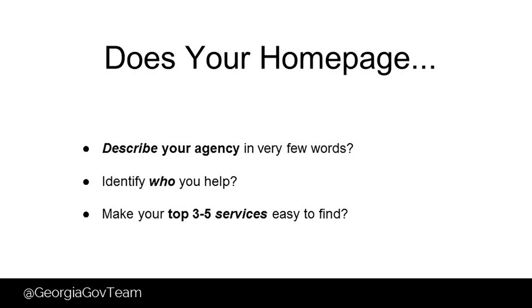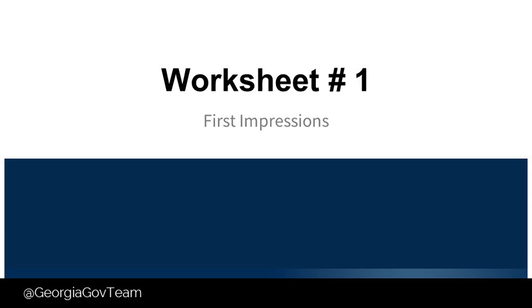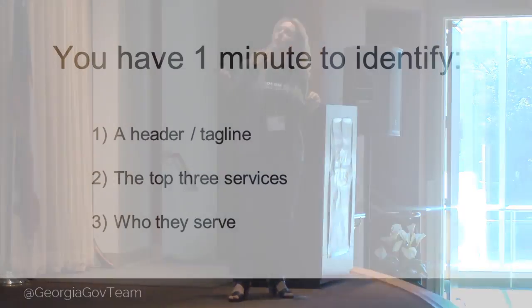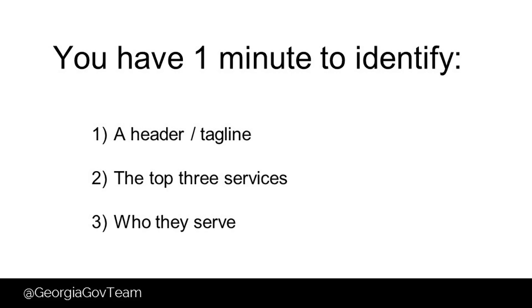This is what your agency's homepage should do, okay? Describe your agency in very few words. Identify who you help and make the top 3 to 5 services that you offer very open and transparent. Is it easy to find? Okay, so now we're going to get to first impressions. You're on the home page. You need a header, the top 3 services, and who they serve.